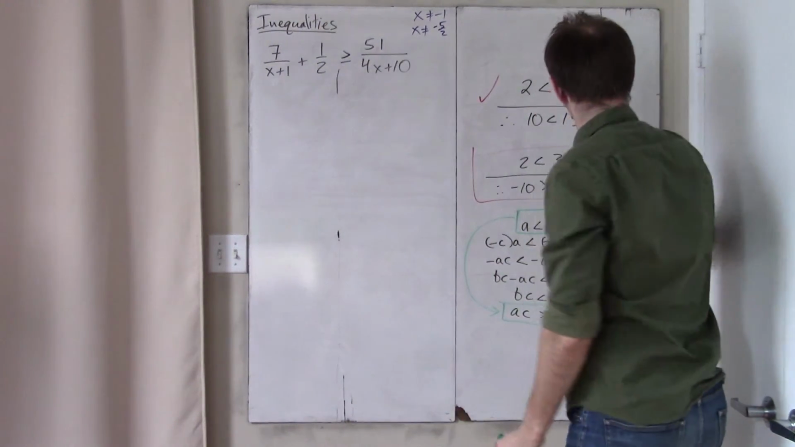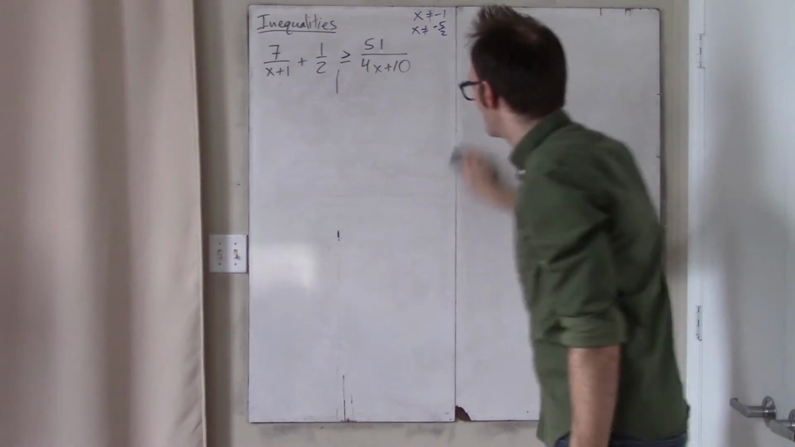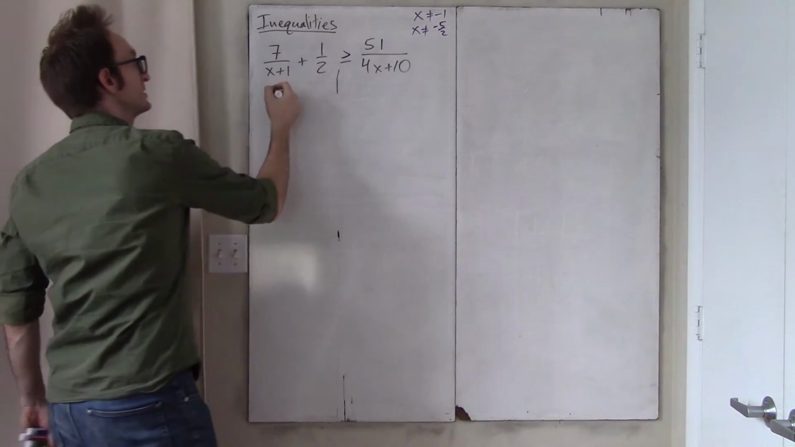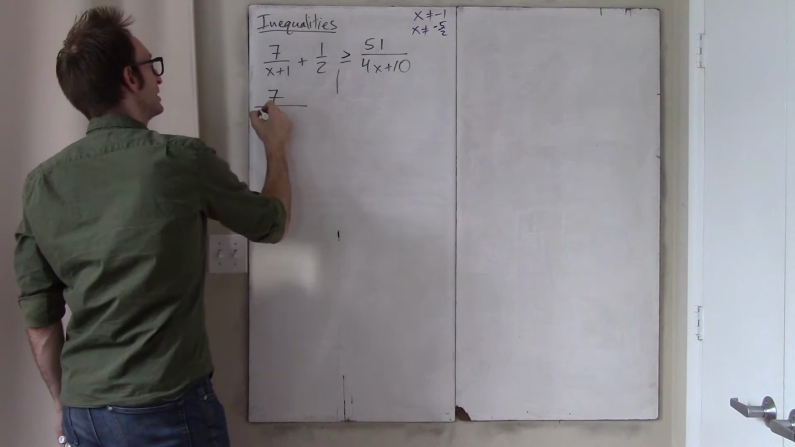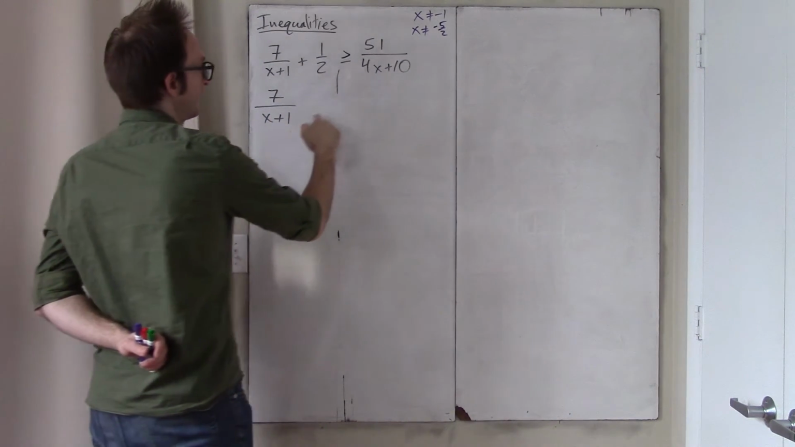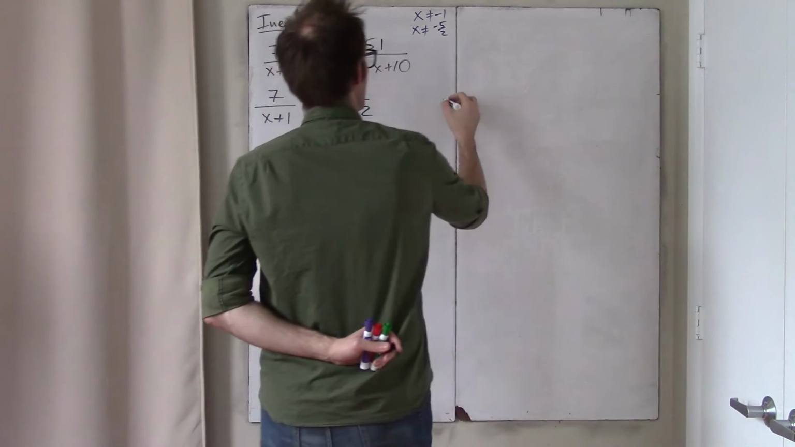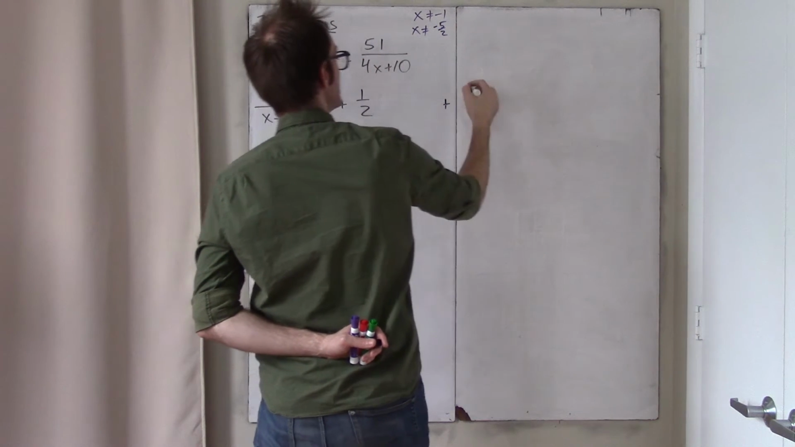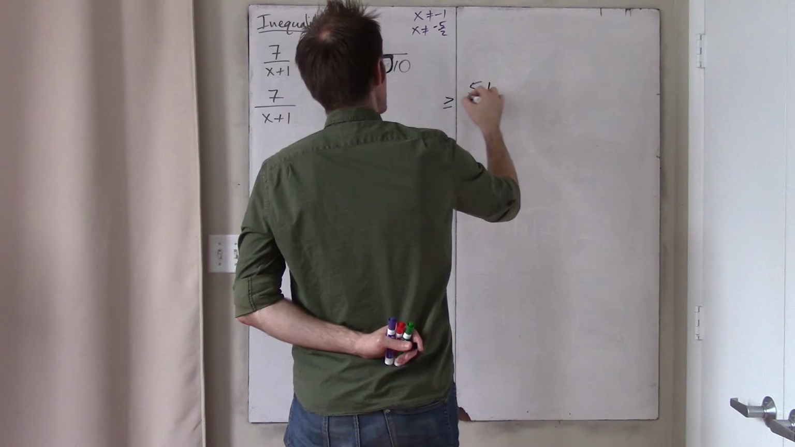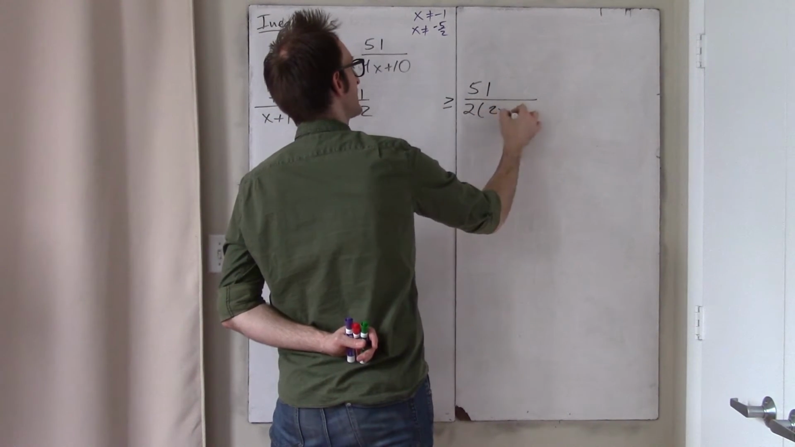Therefore, when solving inequalities, that is not what we do. We keep the entire thing all together. And so, the way to do this problem is very slowly and neatly and carefully. We have 7 over x plus 1. I'm going to leave some space here and write this as 1/2. And leave some more space, and this is greater than or equal to 51 over, let me factor this as 2x plus 5.